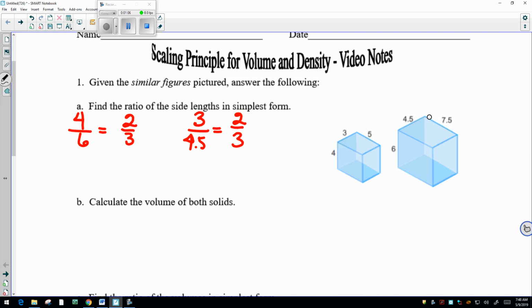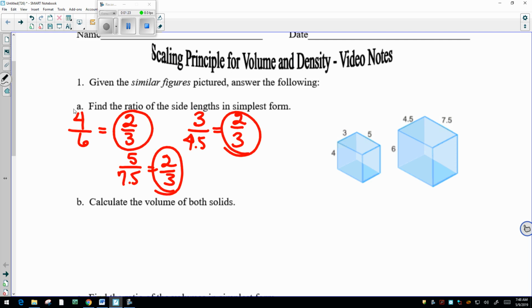And then our last ones, if I take a look at the side of 5 and compare that to the side of 7.5 and reduce, I see it's also 2/3. So this is good, number one, because since they are similar, their sides should be in the same proportion. And I can see the ratio of those sides is going to be a 2/3 ratio.